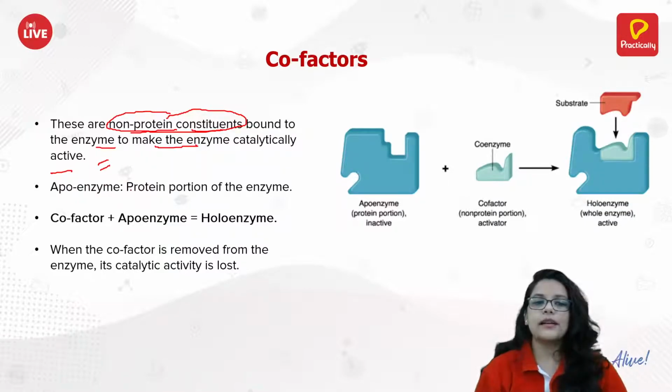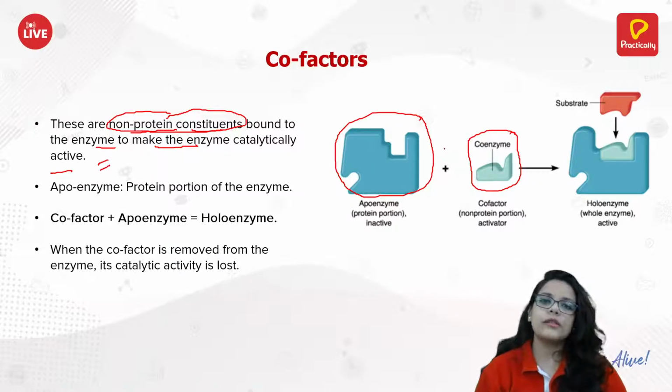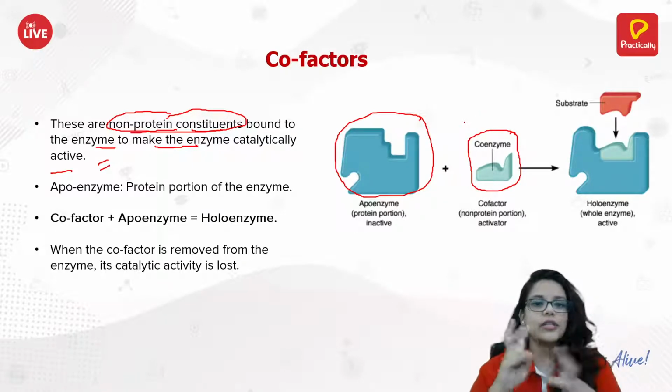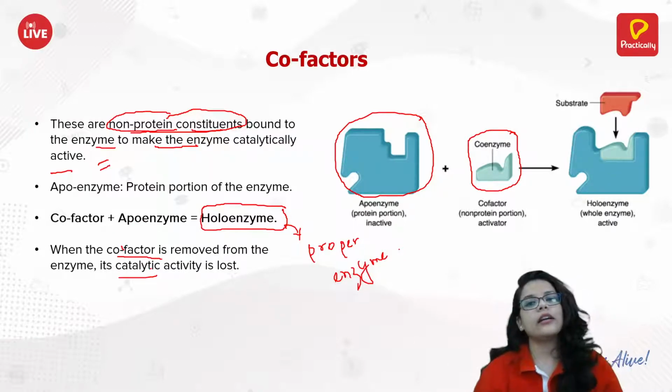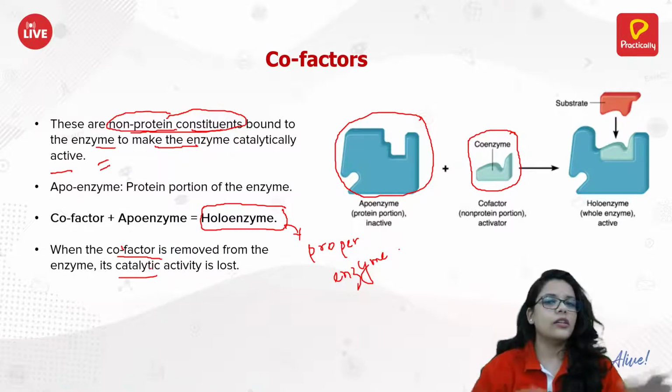So what happens? The apoenzyme is the enzyme in itself, the protein part. Coenzyme is the non-protein part. When apoenzyme meets coenzyme, they form a full-fledged enzyme. That is the holoenzyme. This is the proper enzyme. But when the cofactor is removed, the catalytic activity is lost. Without cofactor, it won't work.